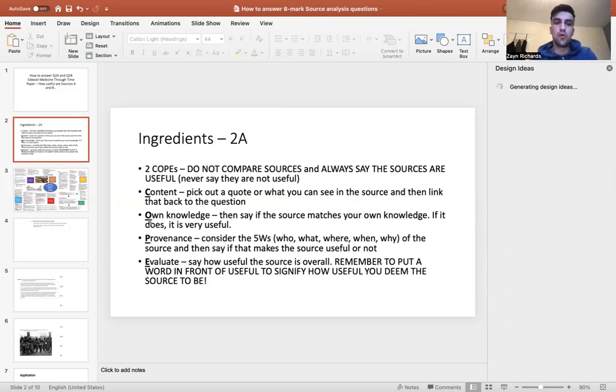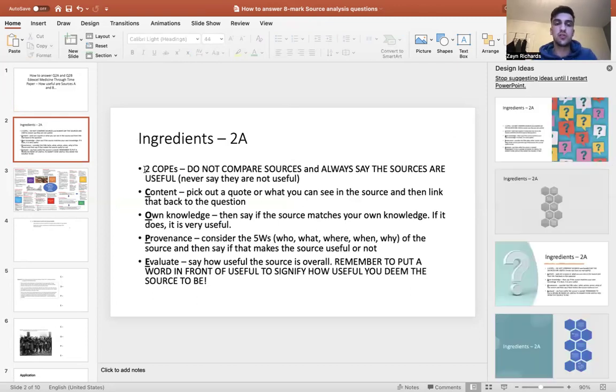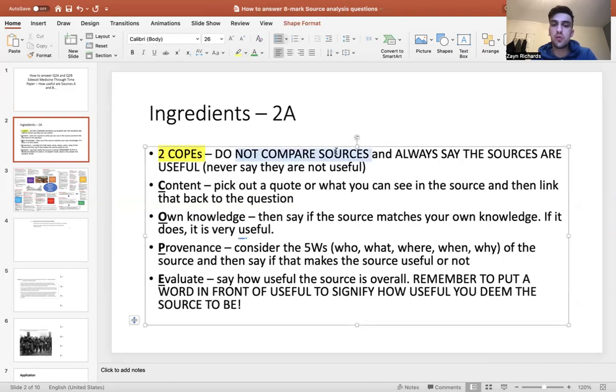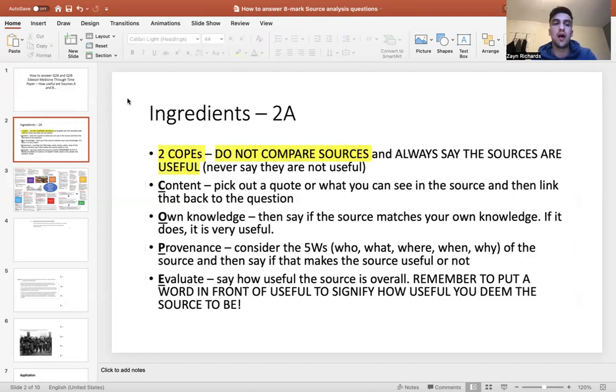Okay, for this question you need to do two COPEs. So that is a structure. Never compare the sources. There's no requirement by the exam. And always say the sources are useful. Never say a source is not useful. The reason why is they will always give you sources which are somewhat useful at the very least. The question doesn't say 'is the source useful', it says 'how useful is it'. So COPE stands for content, own knowledge, provenance, and evaluate.